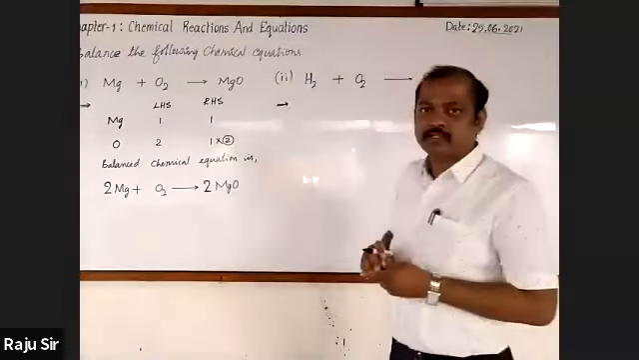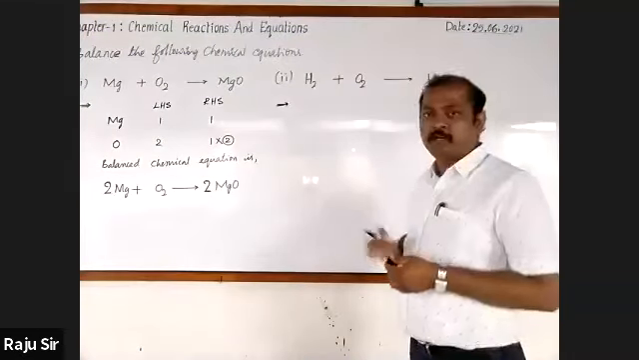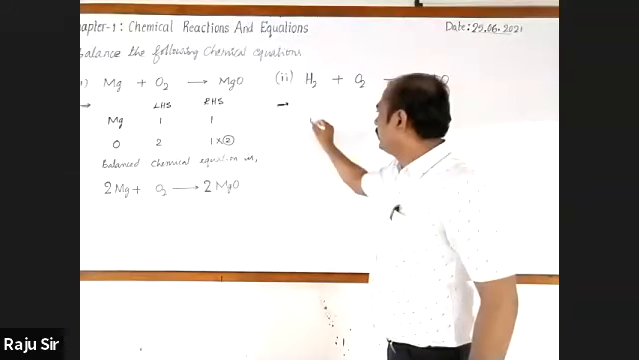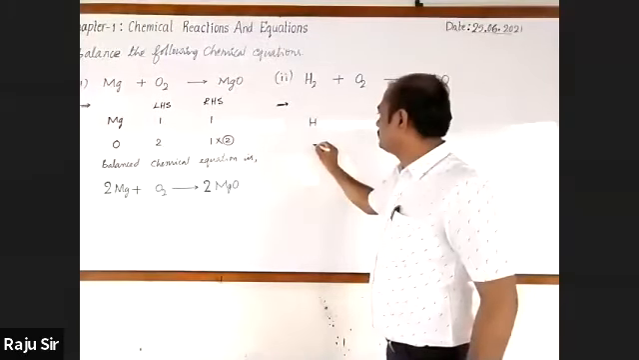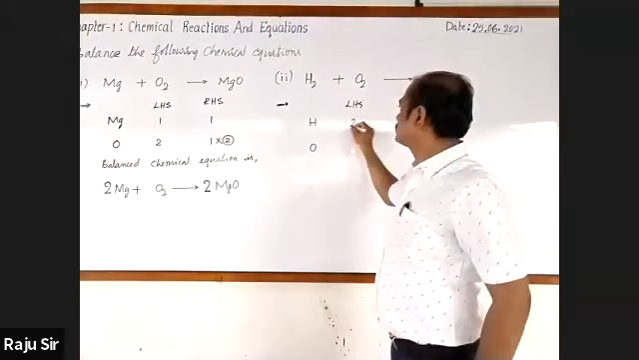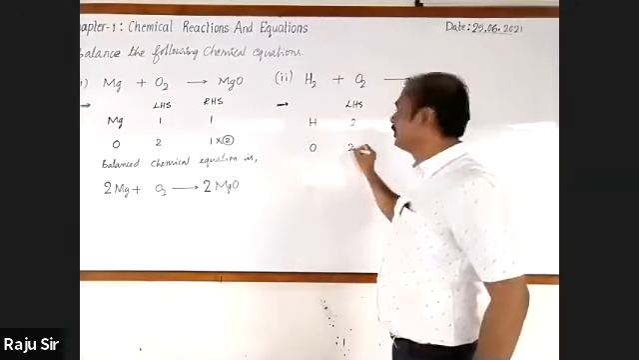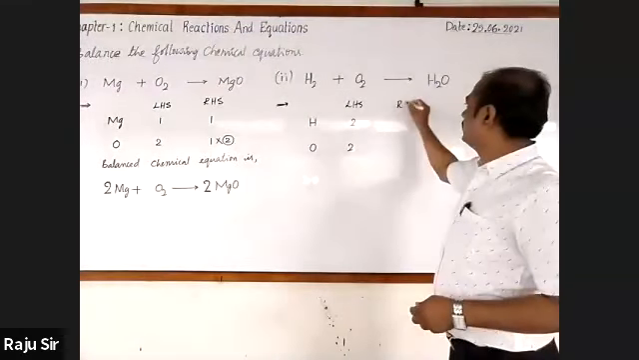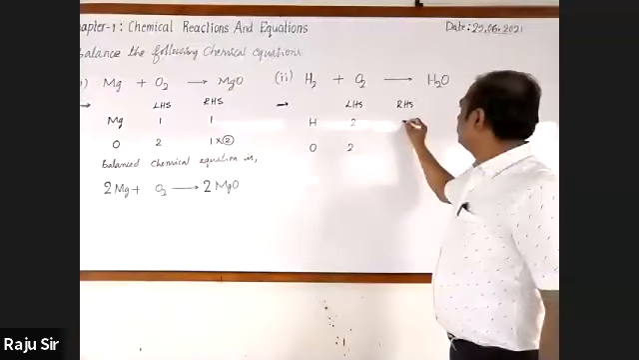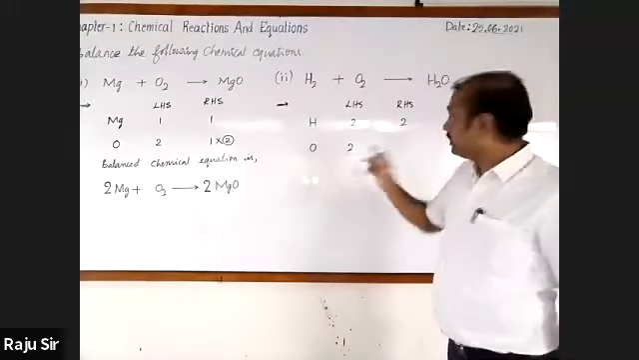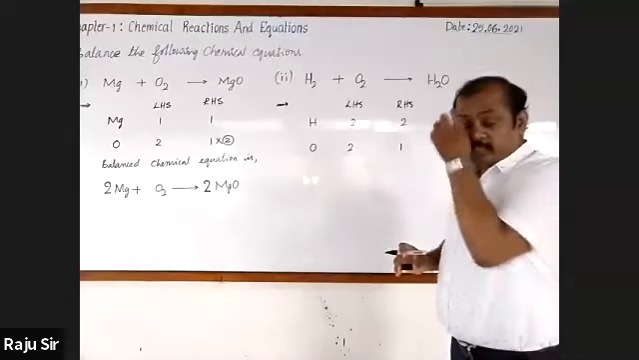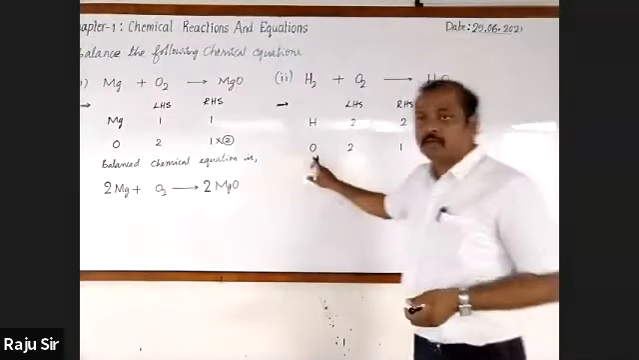First, we will list the number of atoms of each element on the reactant side as well as the product side. The elements involved are hydrogen and oxygen. On the LHS, hydrogen has 2 atoms and oxygen has 2 atoms. On the RHS, the product side, hydrogen has 2 atoms and oxygen has 1 atom. So 2H2 plus O2 gives rise to 2H2O.